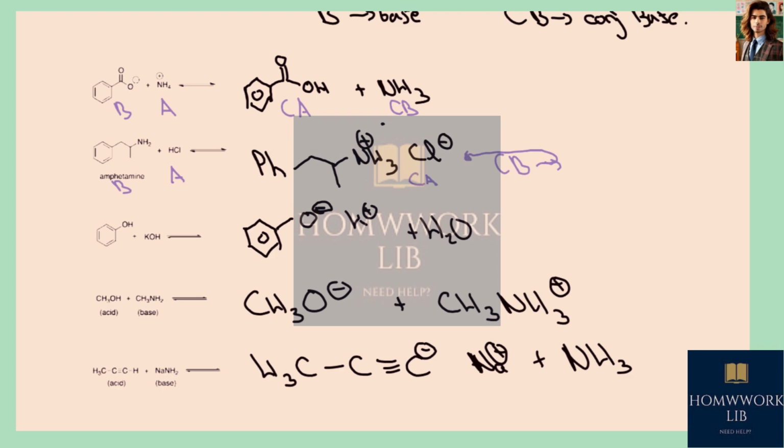Same thing happens over here. We're going to get the conjugate base, which is the phenolate, and the conjugate acid, that is the potassium plus that we have.